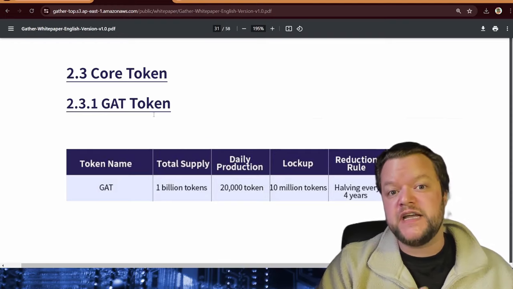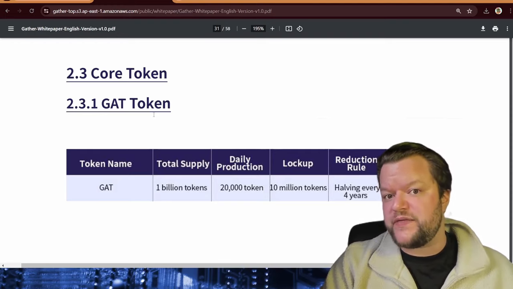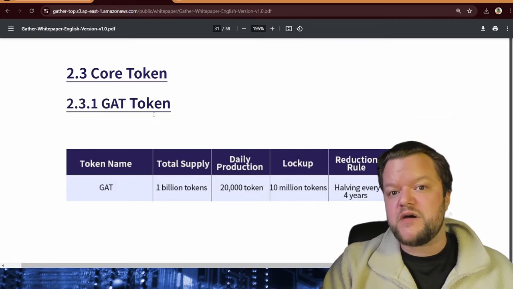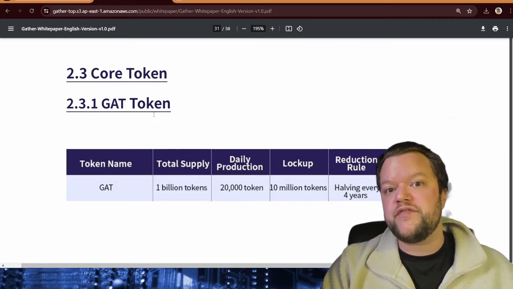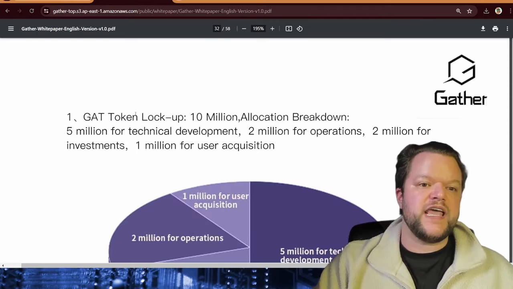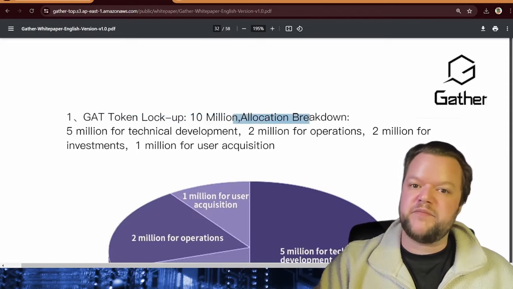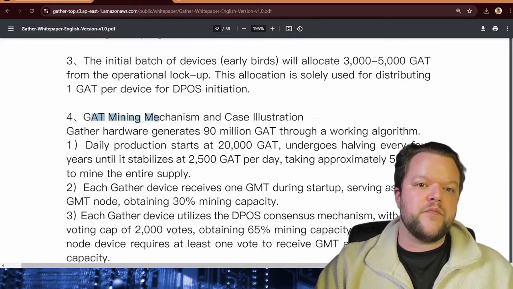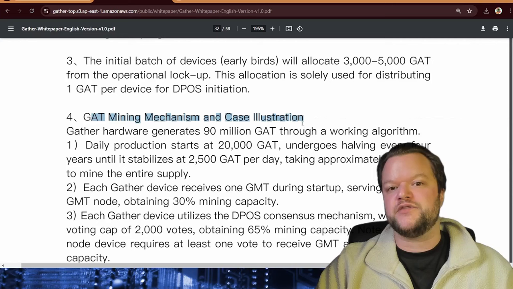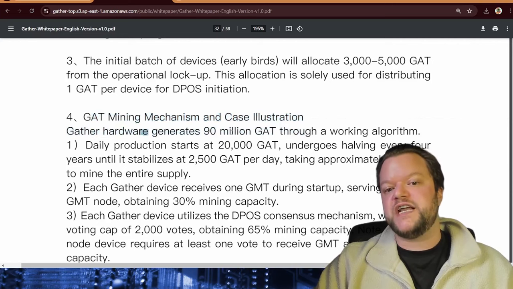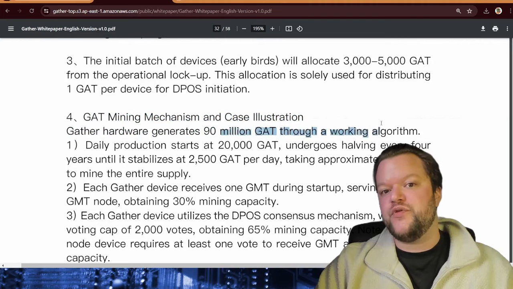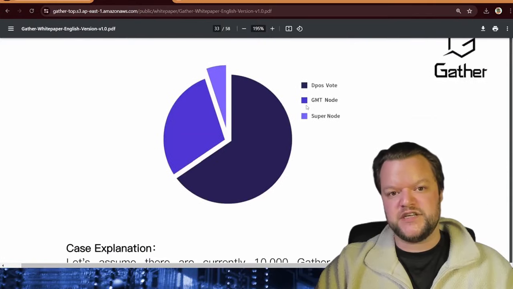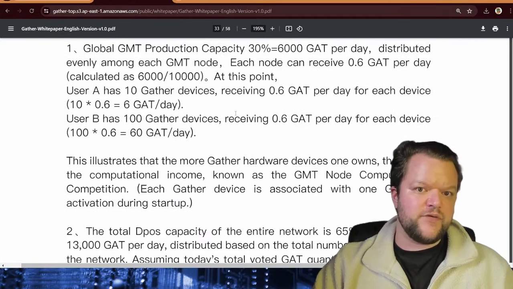Daily production is set to 20,000 tokens. Lockup 10 million tokens, halving every 4 years. So Gat token, lockup 10 million, just a breakdown of what I just said. Gat mining mechanism and case illustration. Gather hardware generates 90 million Gat through a working algorithm. So this is just a bit about the actual algorithm itself.